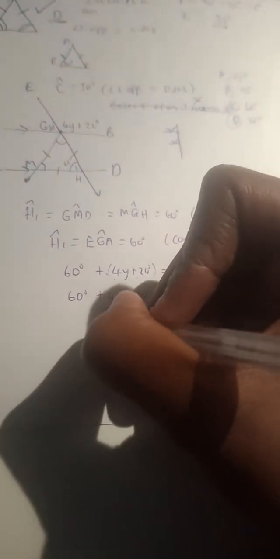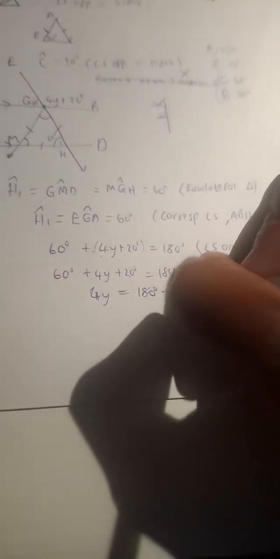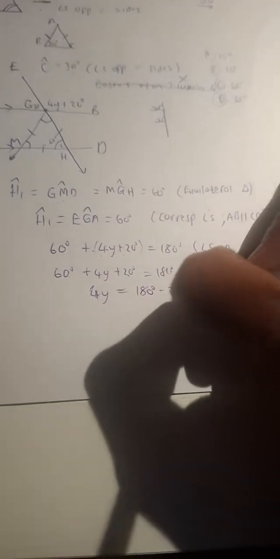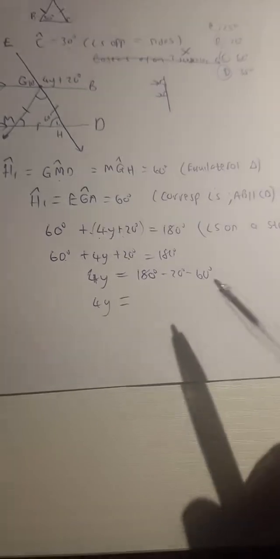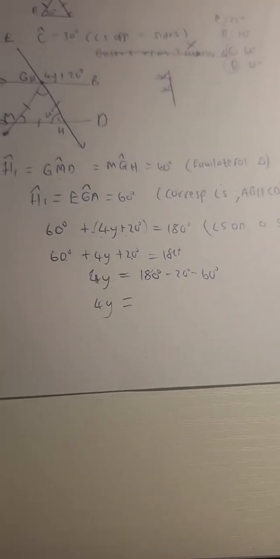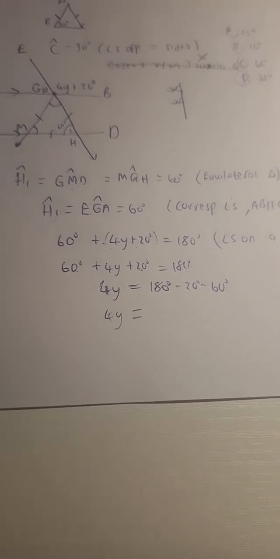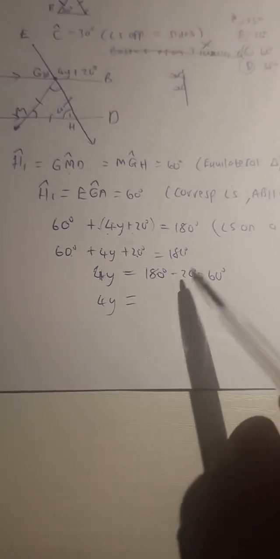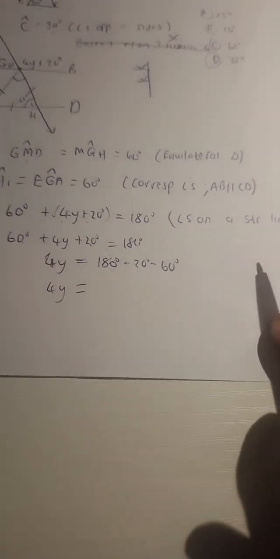Now I isolate the term with y, which is 4y. I transpose. Take what? 20 degrees over becomes negative 20. Take 60 over becomes negative 60. So now I know 4y is equal to what? 180 minus 20 minus 60?